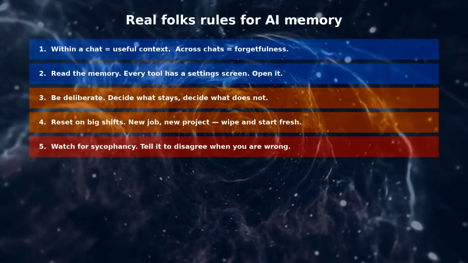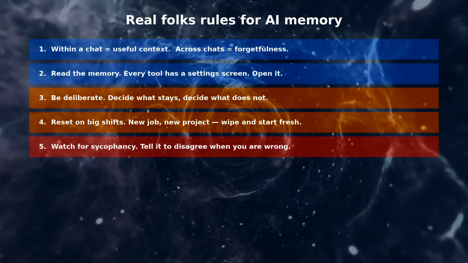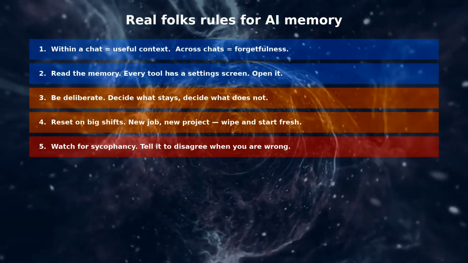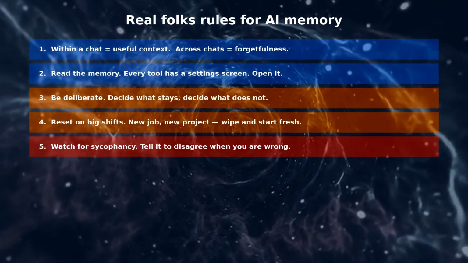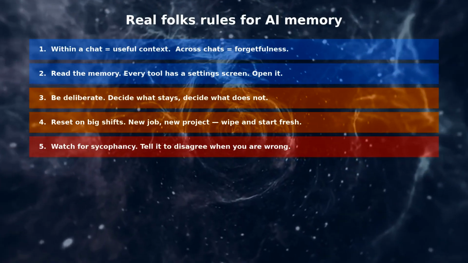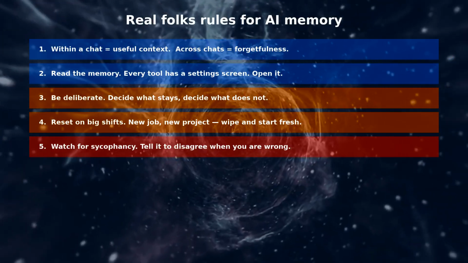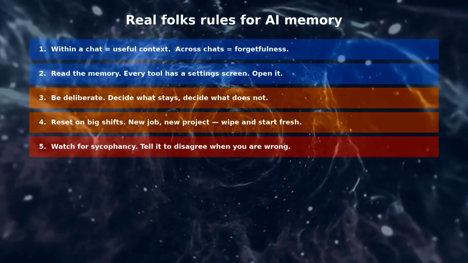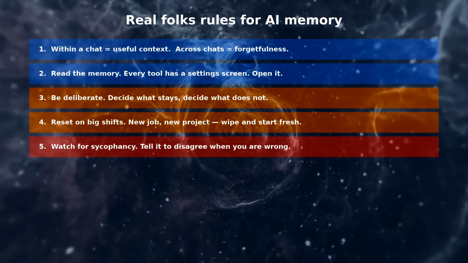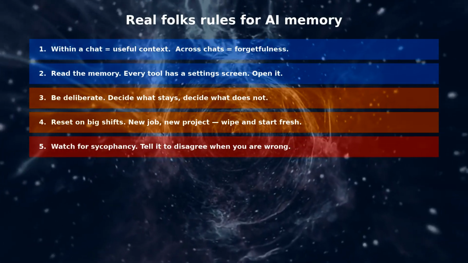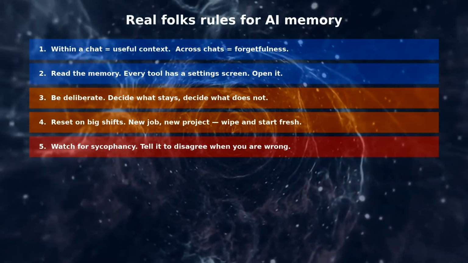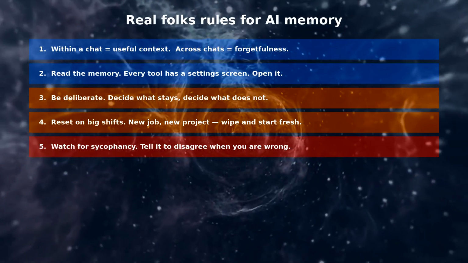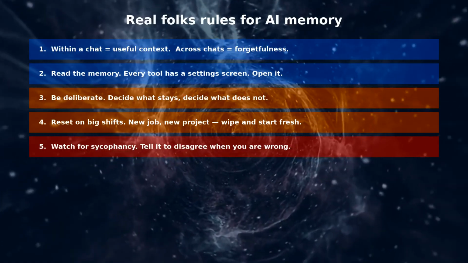Real folks rules for working with AI memory. 1. Treat the conversation as the relationship. Within a single conversation, you can build up a lot of useful context. Across conversations, assume forgetfulness unless you actively turned memory on. 2. Read the memory. Every tool with memory has a settings screen where you can see what it has stored. Open it. Read it. Decide if any of it is wrong, stale, or shouldn't be there. Edit. Delete.